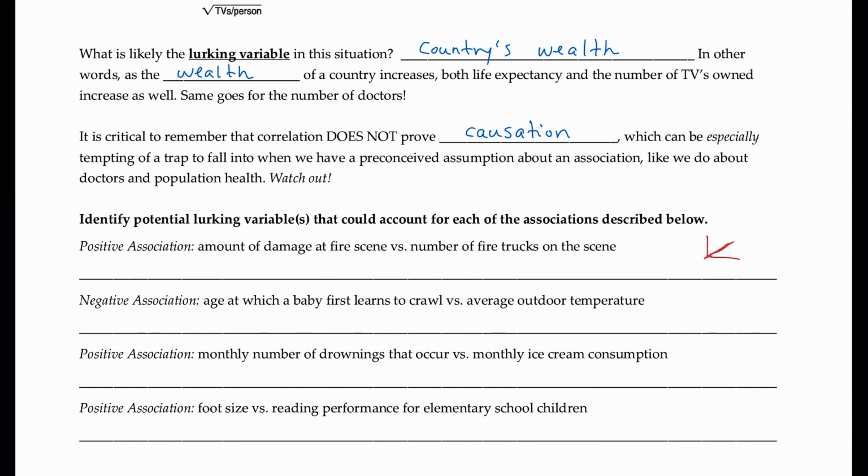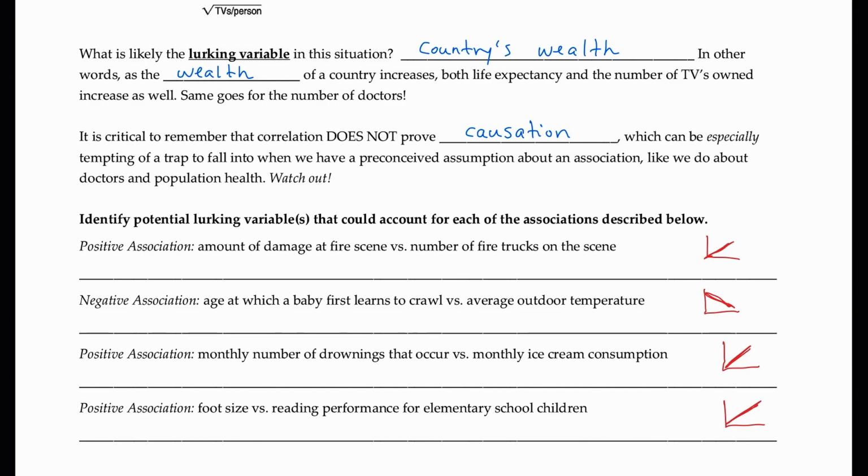Next one, age at which a baby first learns to crawl versus the average outdoor temperature for the city they live in. Positive association, so in this particular case, negative this way, right? Positive association, monthly number of drownings that occur versus ice cream consumption. As ice cream consumption goes up, so do the drownings. And then the last one, foot size versus reading performance. That's a positive association. So in school children, bigger feet are causing people to read better?